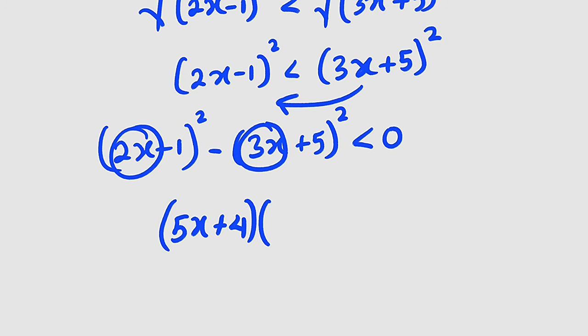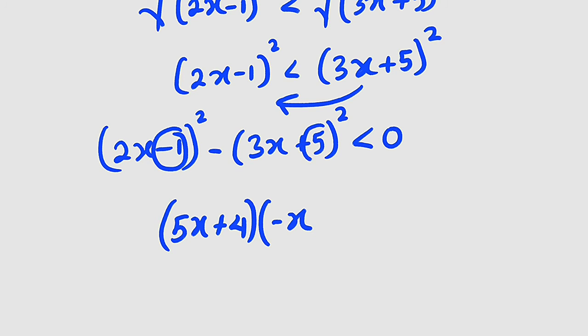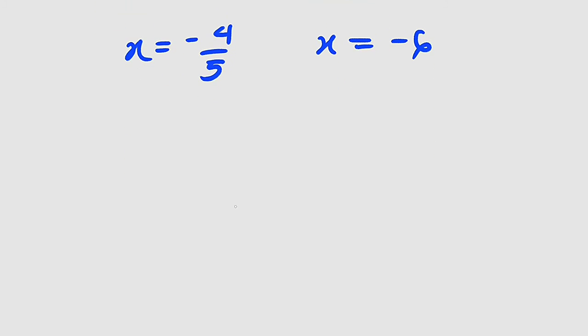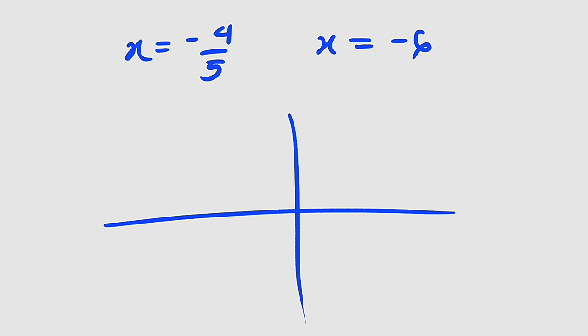2 minus 3 is negative 1, which is negative x. Minus 1 minus 5 is minus 6. Minus 6 less than 0. Let's find the zeros and graph it. I think it's better than using the number line. So if you set this to be equal to 0, it implies that x will be negative 4 over 5. Set this to be equal to 0, it implies x is equal to negative 6. So if you have x and y axis, all of these are negative.